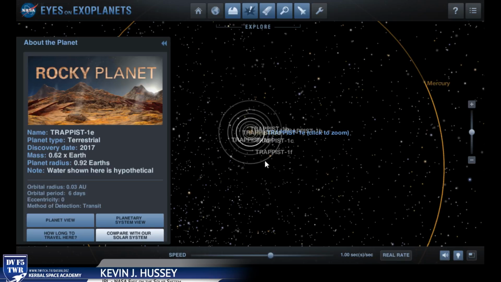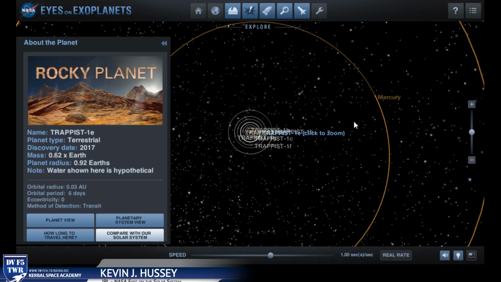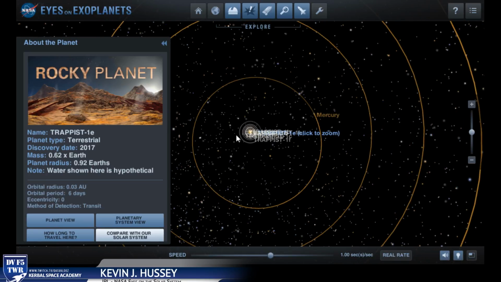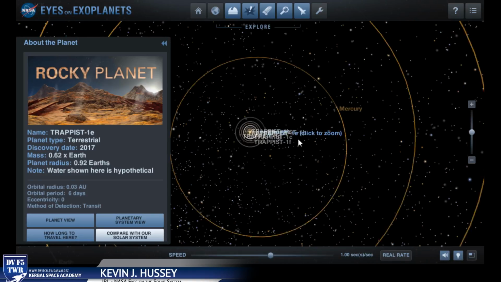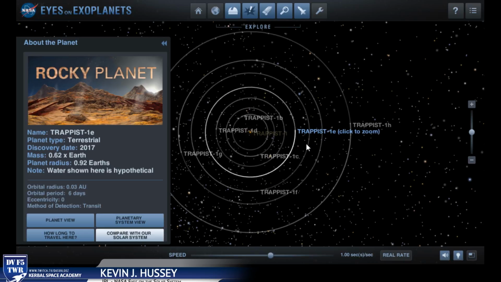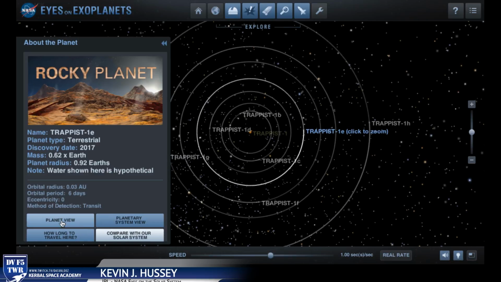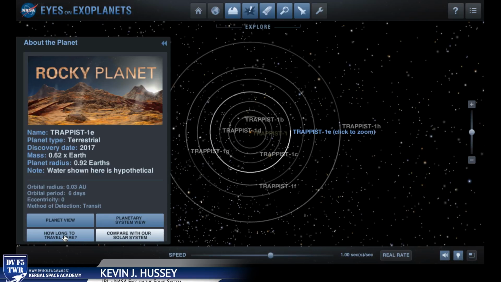Now, you can see that this entire system fits within where Mercury would be for our system. So here there's 7 planets. If our sun was in the middle, there'd be Mercury. They're well inside the orbit of Mercury. But because this is an M-class star, which means it is not nearly as warm as our star, therefore, the habitable zone, which all of a sudden disappeared.